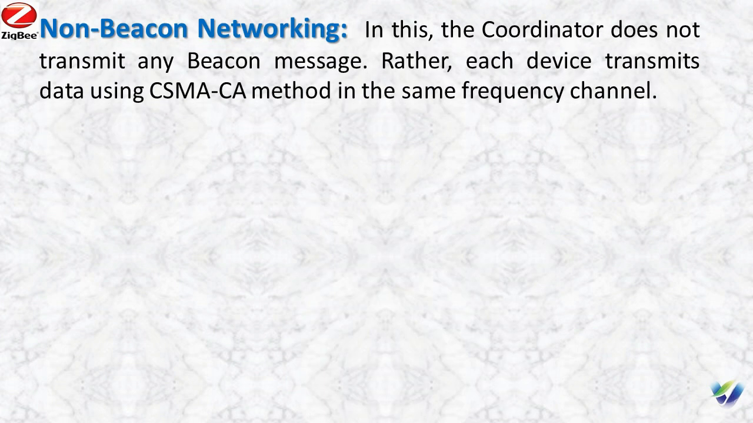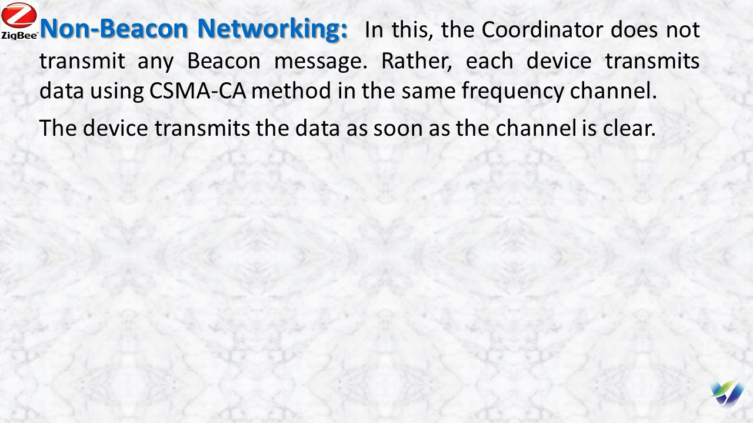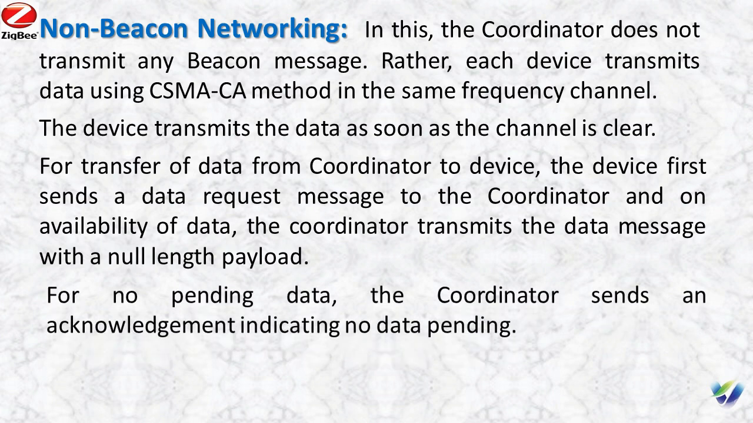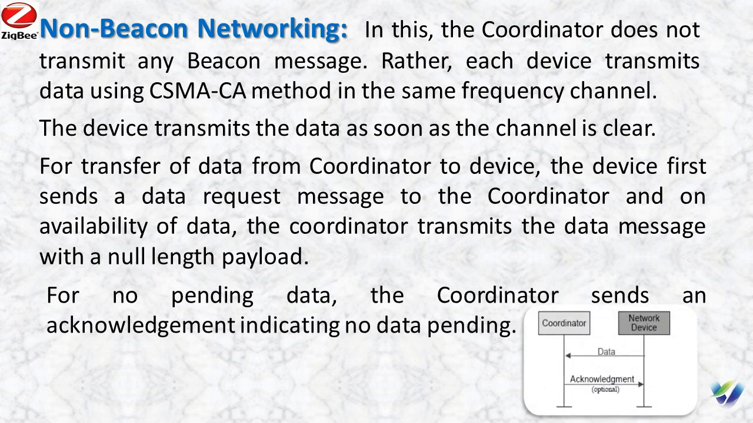Non-beacon networking. In this, the coordinator does not transmit any beacon message, rather each device transmits data using the CSMA/CA method in the same frequency channel. The device transmits the data as soon as the channel is clear. For transfer of data from the coordinator to the device, the device first sends a data request message to the coordinator, and on availability of data, the coordinator transmits the data message with a null length payload. For non-pending data, the coordinator sends an acknowledgement indication, no data pending.